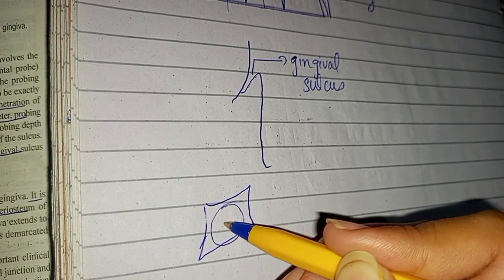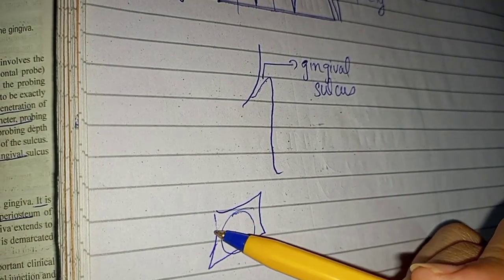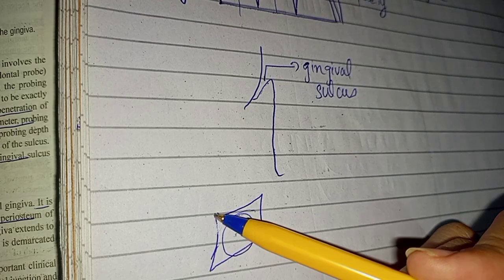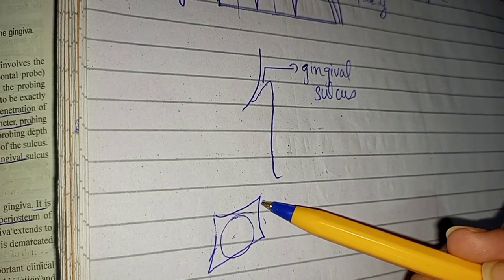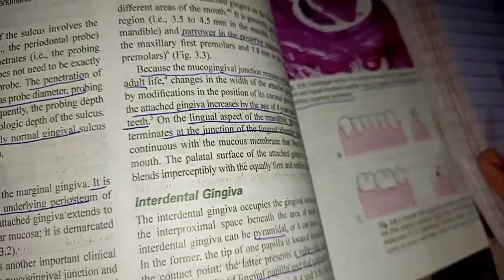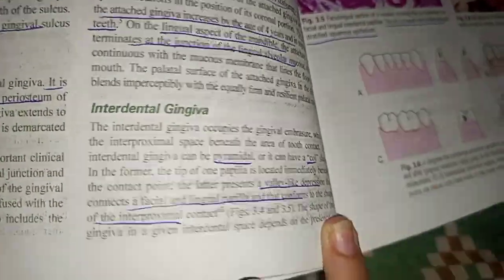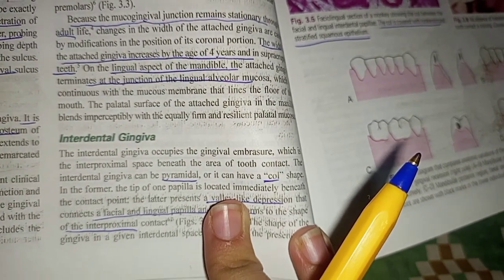This part is known as the col. It basically connects your buccal and your lingual side, and it forms the shape of the interdental papilla. It is like a valley-like depression.